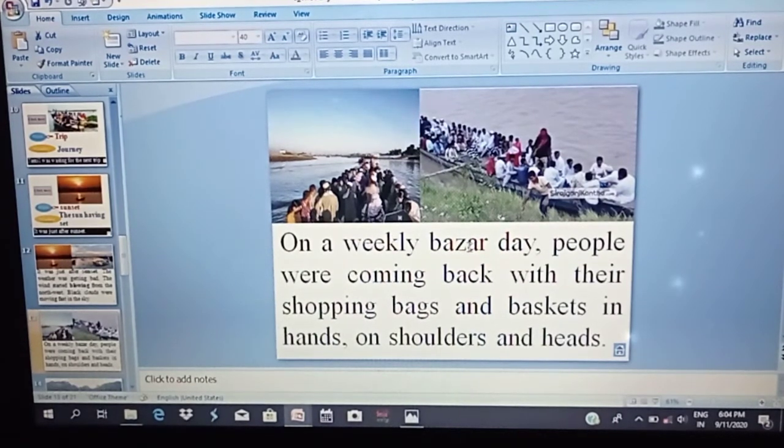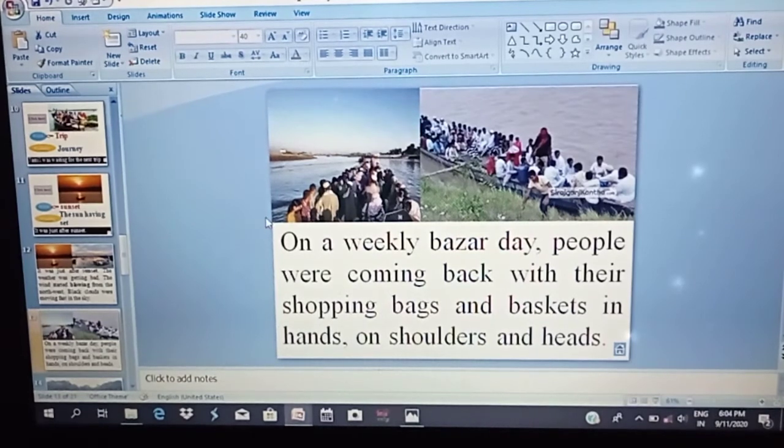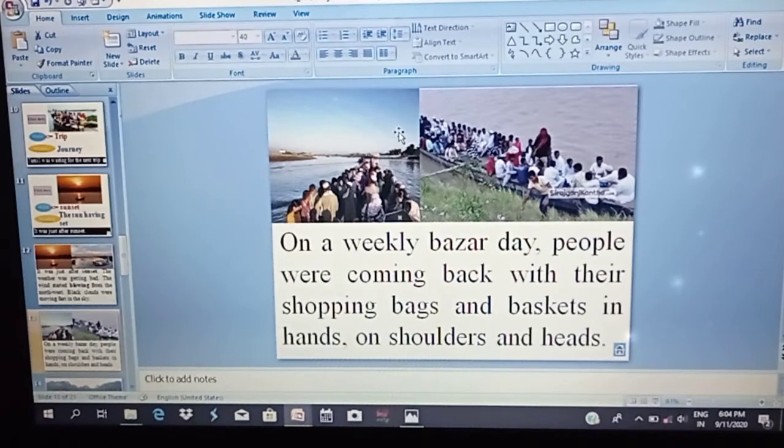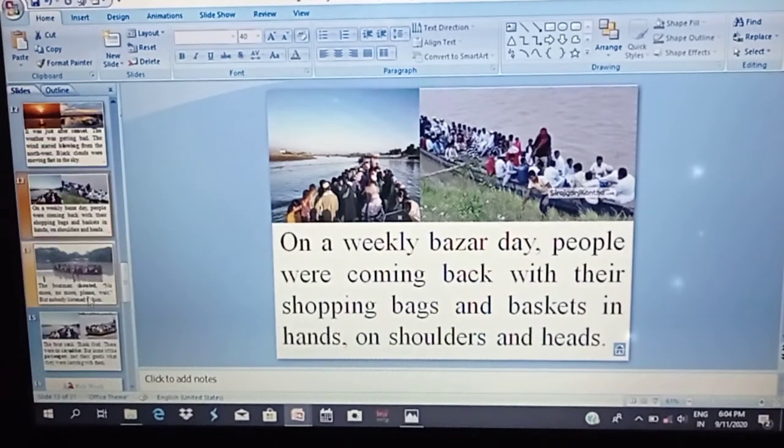On a weekly bazaar day, people were coming back with their shopping bags and baskets in hands, on shoulders and heads. যেহেতু দিনটি ছিল সাপ্তাহিক বাজারের দিন, তাই লোকজন ছুটে আসছিল তাদের বাজারের ব্যাগগুলো হাতে নিয়ে, কাঁধে নিয়ে অথবা মাথায় নিয়ে. খুব দ্রুত তারা ছুটে আসছিল. And we are also watching this situation in these two pictures. These two boats are overloaded with people.